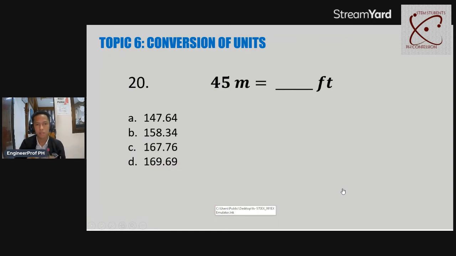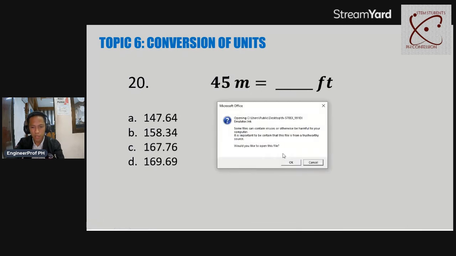So, we have here topic 6 na. So, for topic number 6, conversion of units. Now, sa calculator natin, pwede tayong mag-convert ng units from English to System International SI metric. From the English system or the English customary, United States customary units or system, pwede kang mag-convert English to SI or SI to English, vice versa. So here, convert daw natin si 45 meters to feet.